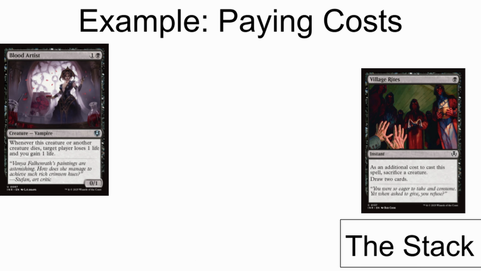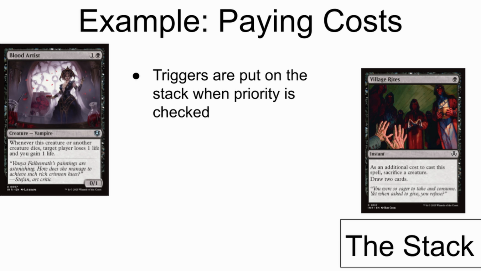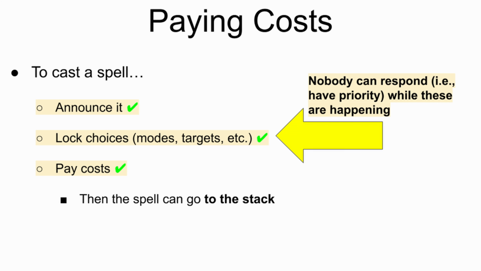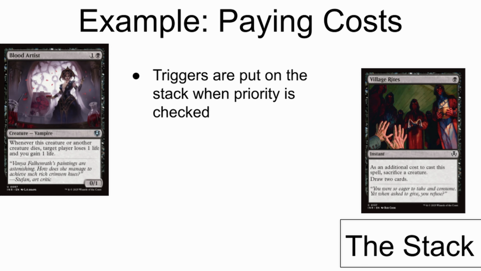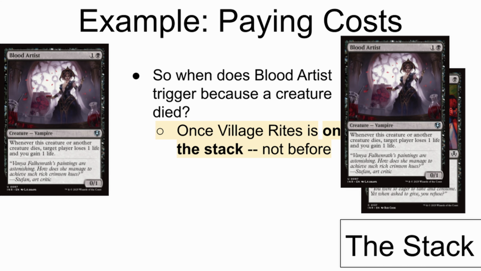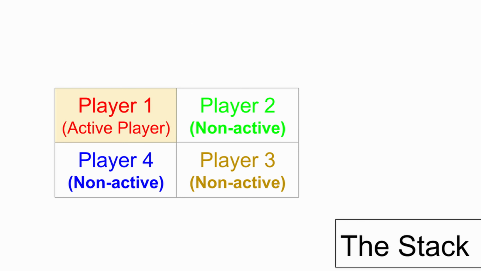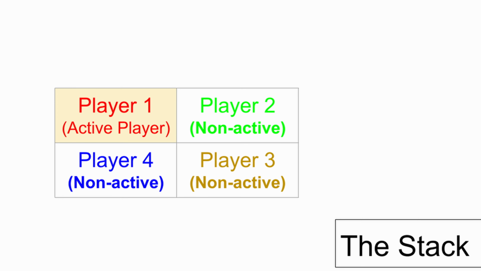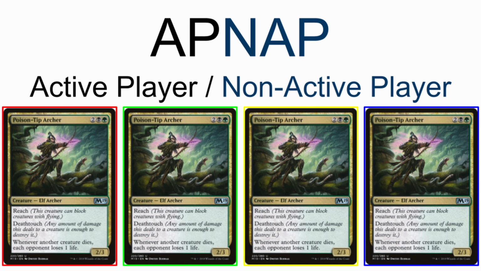Now here is where we'll need to pay close attention. The game can't put triggers on the stack until priority is checked. And as we've noted, you can't respond to someone paying a cost. Or in other words, nobody has priority when you're paying the cost. Blood Artist has seen a creature die, and the next time that priority is checked is when the costs for Village Rites have been paid and the spell actually goes onto the stack. The takeaway is that Blood Artist's trigger will go onto the stack above the Village Rites. If multiple players have triggers because of a creature dying, then all of them will be put on the stack above the Village Rites in active player, non-active player order. See my video on APNAP for a full breakdown of how that works.